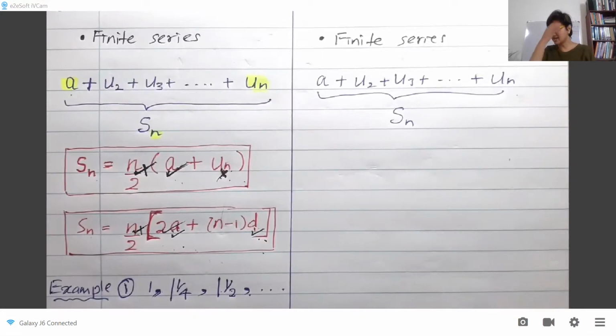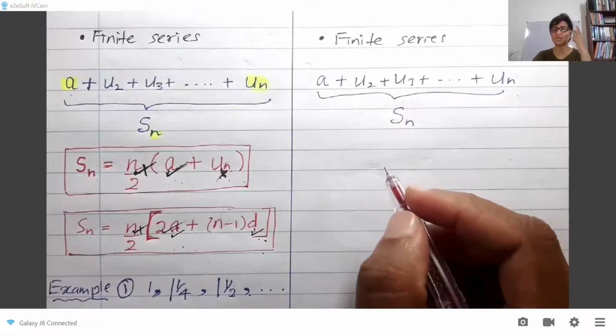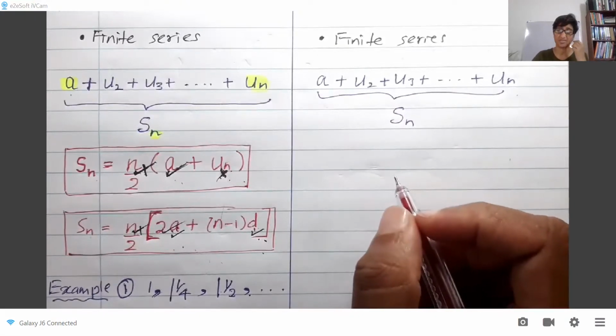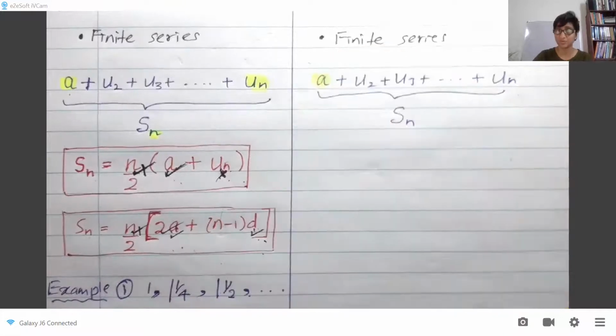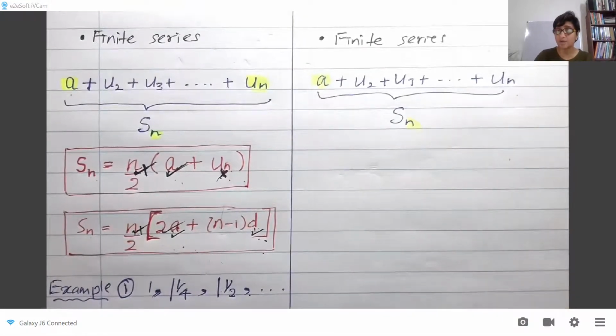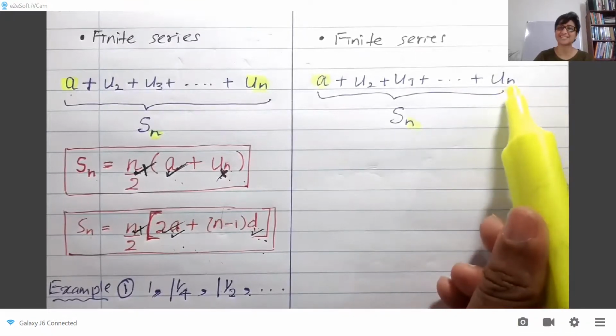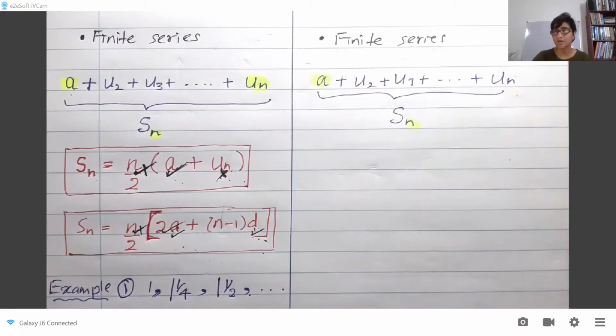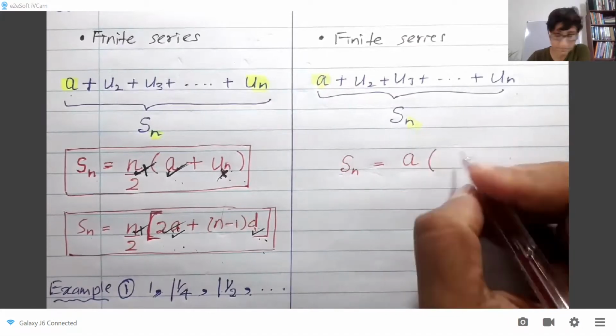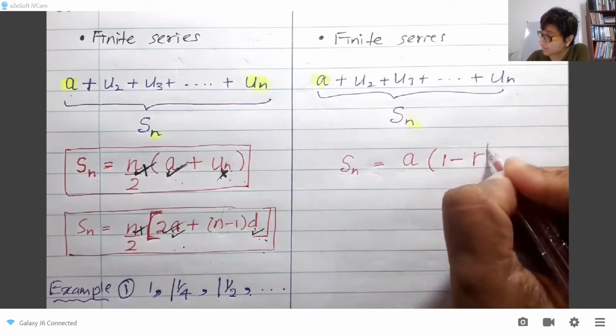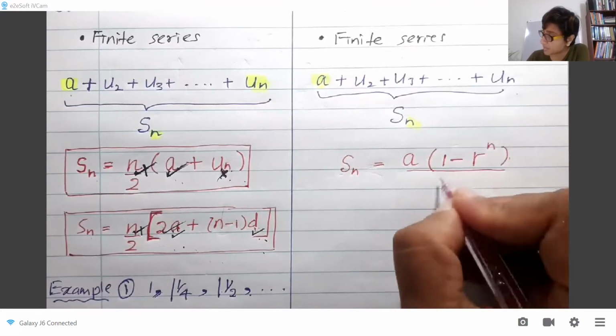And unlike in an arithmetic series, the formula for the sum of n terms in a geometric series is quite simple. You only need to know three pieces of information. You have to know the first term. You have to know how many terms you are adding, n. But you don't have to know the last term. Instead, you should know what r is, the common ratio. Okay, so here's the formula. Sn is equal to a times (1 minus r to the power of n) divided by (1 minus r).